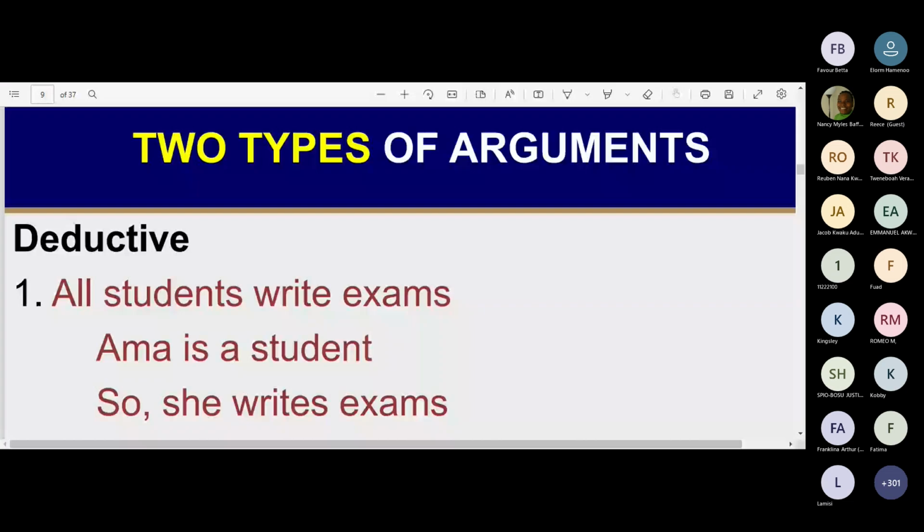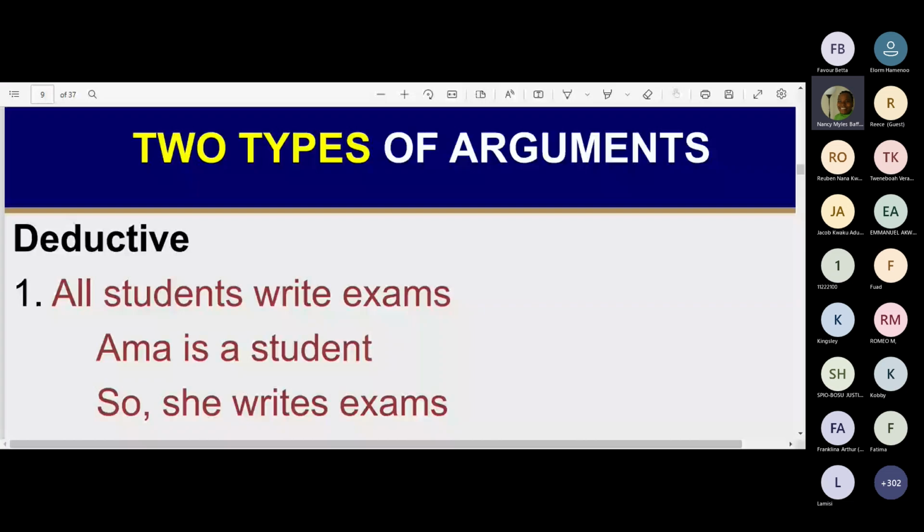You said all students write exams. What you said next is that Amma, you are dealing with a particular person, Amma. And you say she has done what? She is a student. I didn't say Amma writes exams. That would have changed the argument. It would have made it invalid immediately. So the second premise is crucial, and Favor took notice of that. She says, they said Amma is a student.